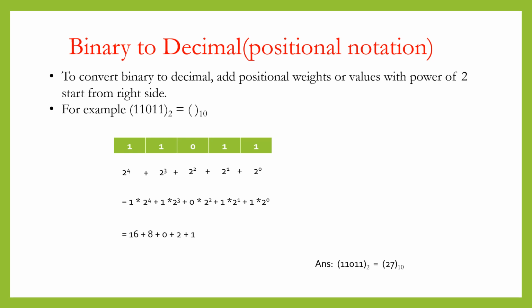In this example, we have to convert the binary number 11011 to a decimal number. The positional weights for each bit position: 1 into 2 power 4 is equal to 16. Likewise, 1 into 2 power 3 is equal to 8, 0 into 2 power 2 is equal to 0, 1 into 2 power 1 is equal to 2, and at last 1 into 2 power 0 is equal to 1. When we add all these values together, we get the decimal number 27. So the answer is 11011 base 2 is equal to 27 base 10.